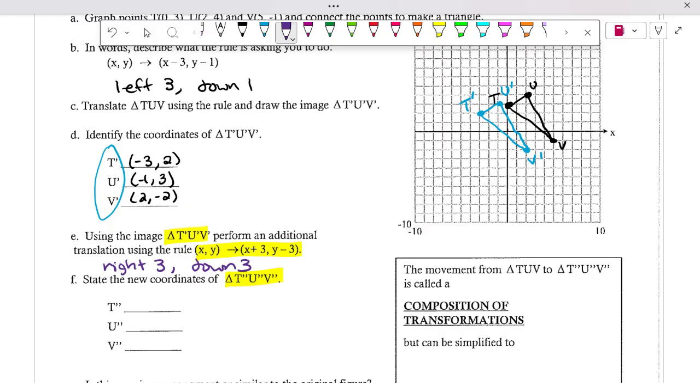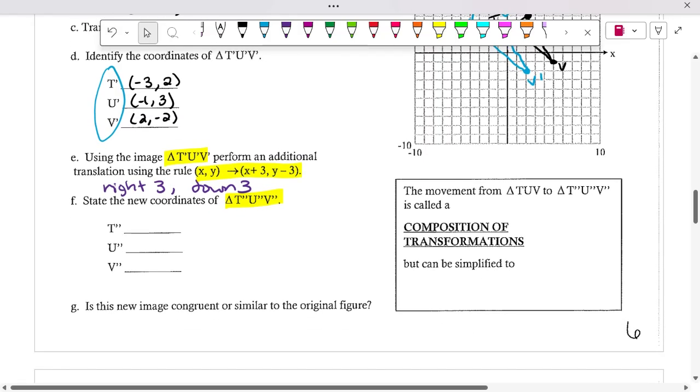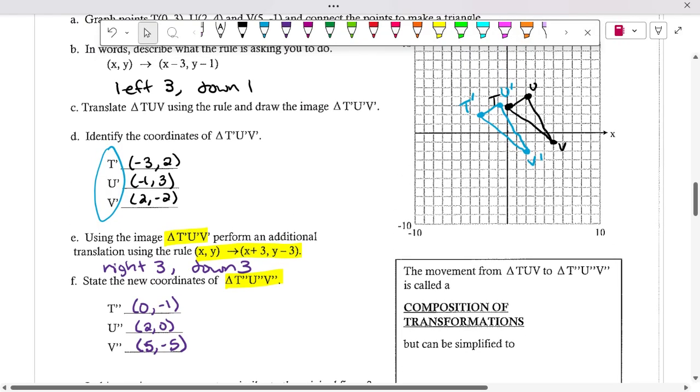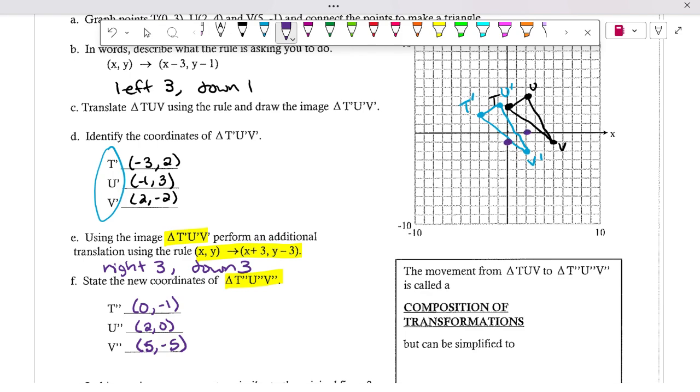So what would the new points be? Let's go, Riley. Okay, slow down. Say that one more time. 0, -1, 2, 0, 5, -5. Good. All right, if I graph that very quickly, got 0, -1, 2, 0, 5, -5. So T double prime, U double prime, V double prime.